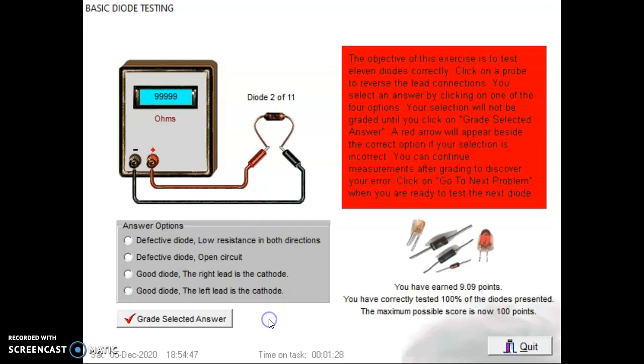Now let's take a look at the next one here. Again, possibility it could be reverse bias right now. Let's just flip it around and see what you get. Okay, flip it around and you do have that low resistance. So the black probe, the negative probe, is always the cathode side of our diode. So in this situation, we have a good diode, and it is the left lead that's the cathode. So we're going to check that.